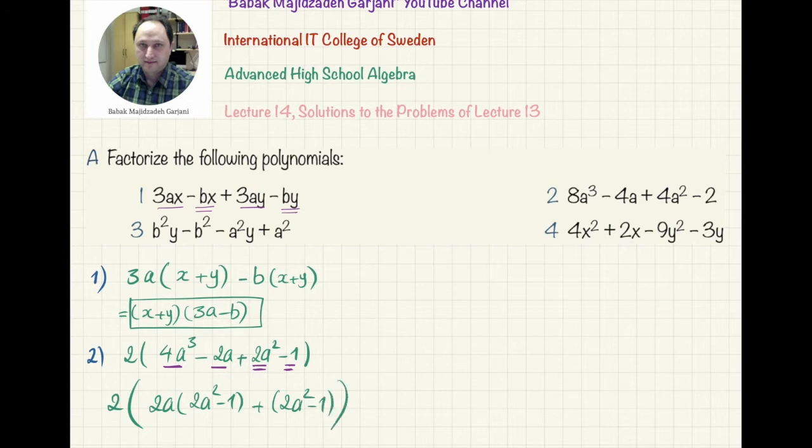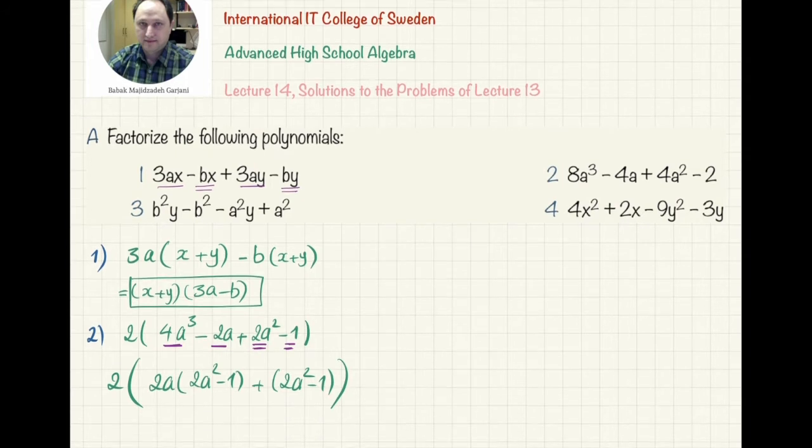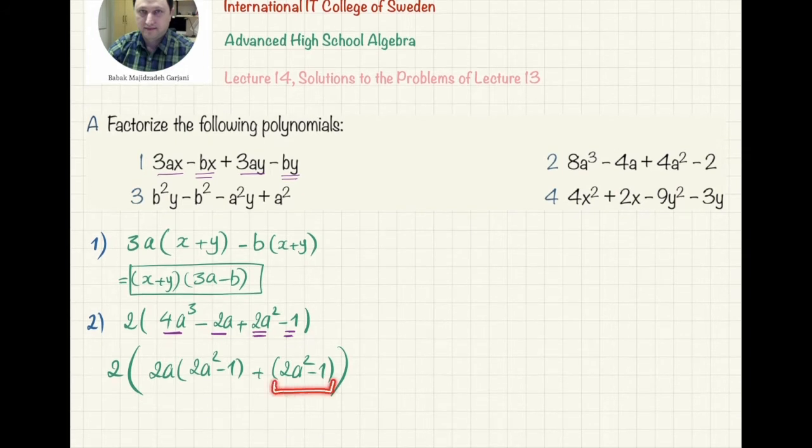Yes, so let us check that. So you see, if I multiply this 2a back, it becomes 4a cubed, which is this one, and then it becomes minus 2a, which is this one, and I haven't done essentially anything with these two terms. Yes, so then this is also a good grouping because now you can see that a common factor emerges.